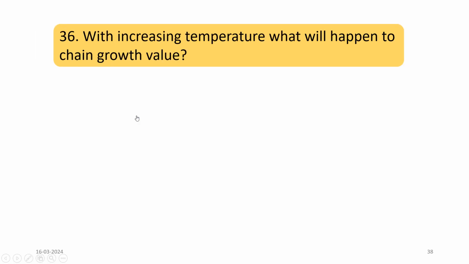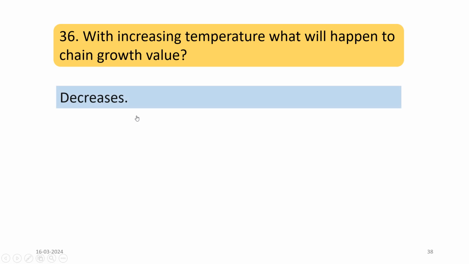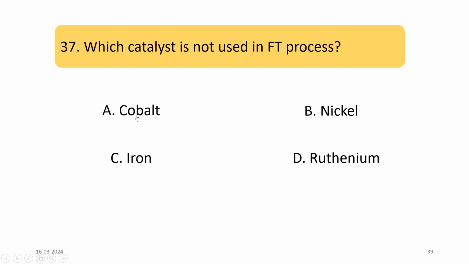Next, with increasing temperature, what will happen to the chain growth? With increasing temperature, the chain growth value will decrease. Okay? With increasing temperature, the chain growth value will decrease. Next, which catalyst is not used in the FT process?